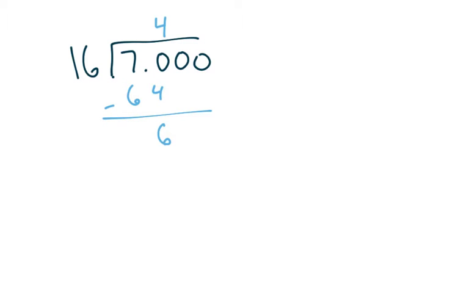I have 6 left, and I have 60 now, because I bring down this 0 to figure out how many times 16 goes into the number 60. That would be 3 whole times, because 16 times 3 is 48. You subtract to get 12. 16 doesn't go into 12, so I drop down another 0. 16 goes into 120 7 times, because 16 times 7 is 112. I subtract again. I get 8, and then I bring down another 0.